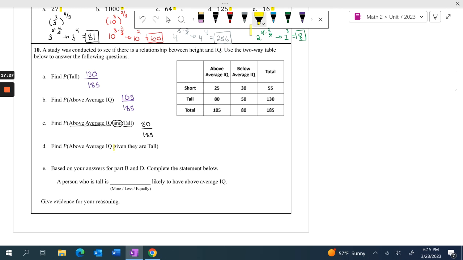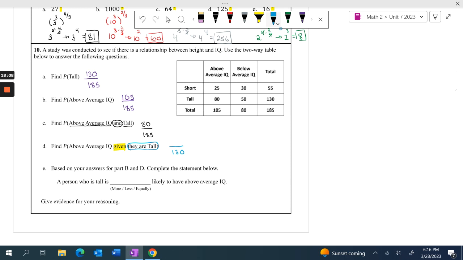Okay, now this one involves the word given. So what this tells us is this is what we call a conditional probability. I just put a condition on the probability question, and the condition is whatever is after the word given, which is they are tall. So the way you answer this is you go to whatever is after the word given, they are tall, find that total, which is 130. That's going to be the denominator of your answer.